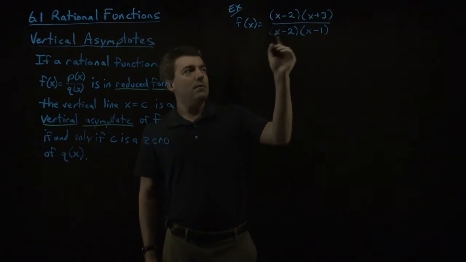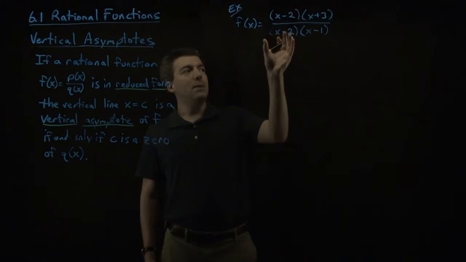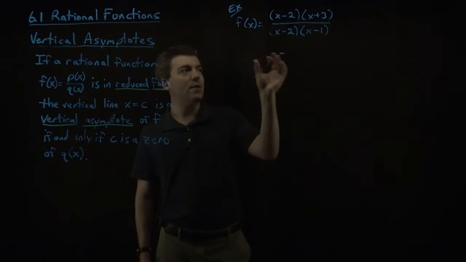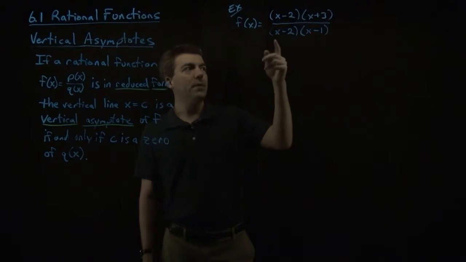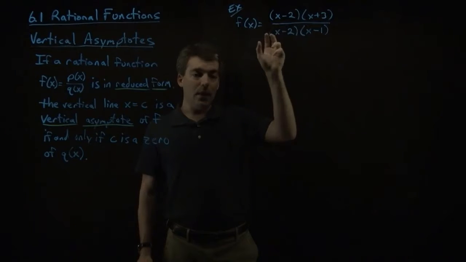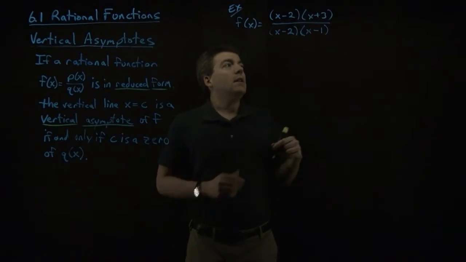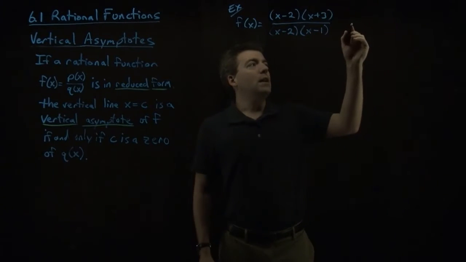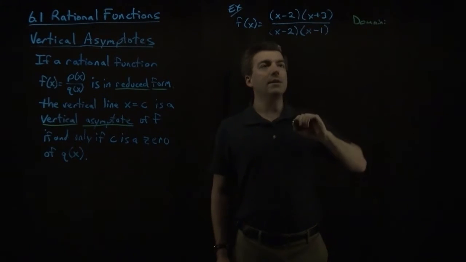And we can cancel these, but we want to consider that we could not plug in 2 into this function, because that would give us 2 minus 2, which would be 0, in the denominator, and we could not divide by 0. So I'm going to make a note of the domain here before we cancel.